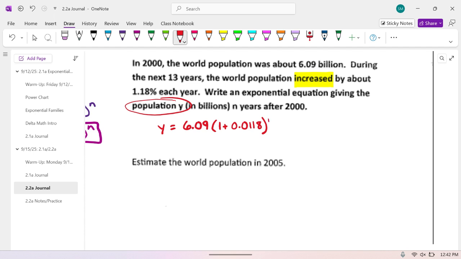And then we would raise it to the n power. That's our t value. So if we simplify that a little more, y equals 6.09 times 1.0118 to the n power. Now, be careful about this next one. It says estimate the world population in 2005. Did you plug in 2005 for the n value?